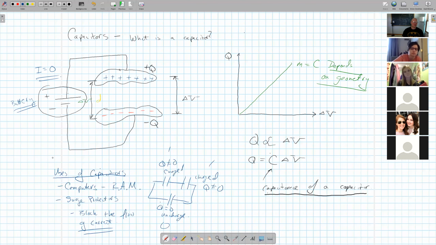So these are some basic uses of capacitors. Capacitors are used inside of, like I said, most electronic devices pretty much all the time.